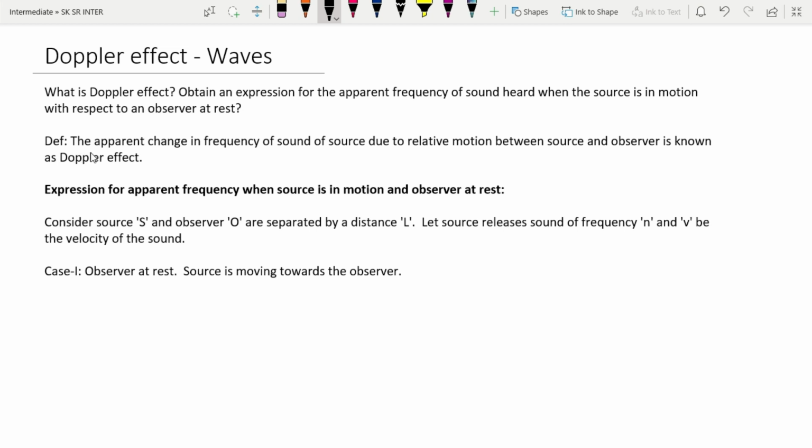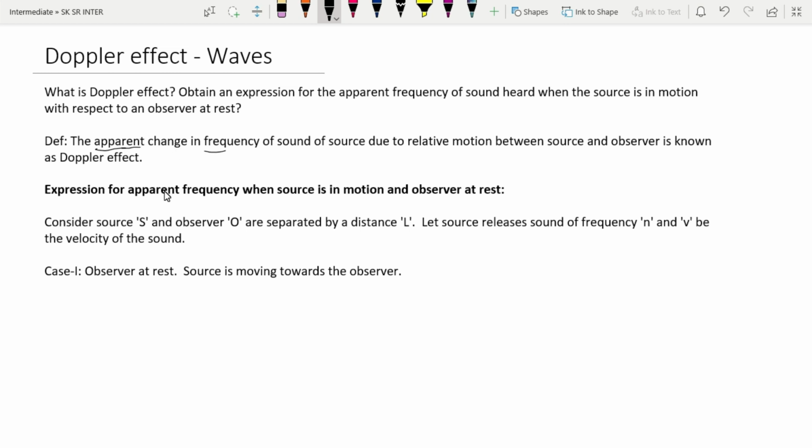The definition: the apparent change in frequency of sound of source due to relative motion between source and observer is known as Doppler effect. Here, this is apparent change. Apparent means not actual. It appears like that. There is a source. The source releases sound. There is an observer. Due to motion of source, that means the source is coming towards the observer or the source is moving away from the observer, the sound may be increased or decreased. So that is called apparent change.